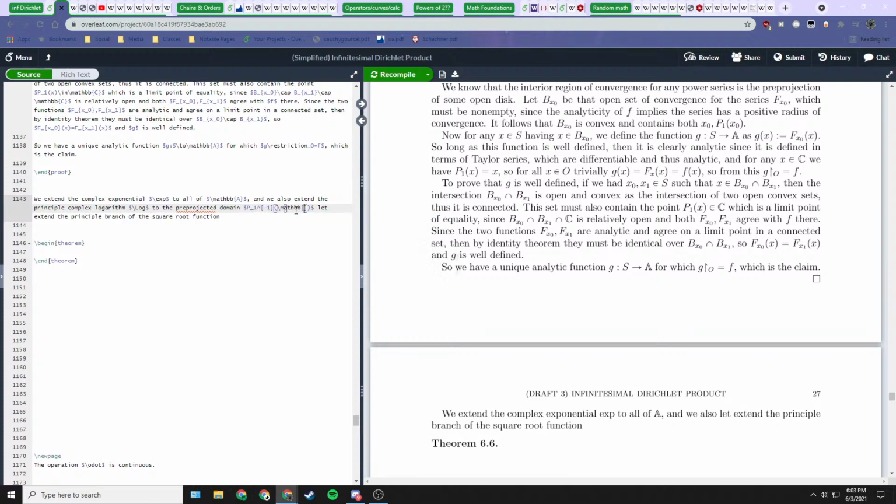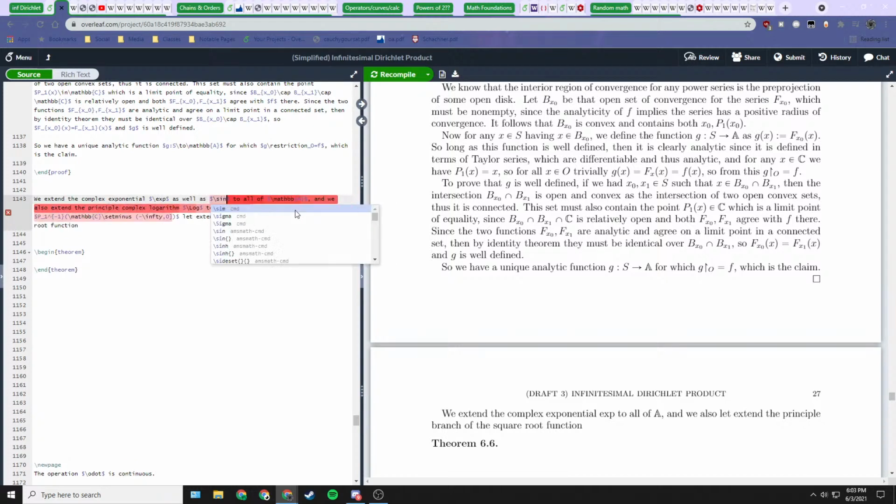P1 inverse of C set minus minus infinity to 0 inclusive. So the complex exponential, as well as sine and cosine, to all of A. We also extend that principal complex logarithm, capital Log, to the domain.